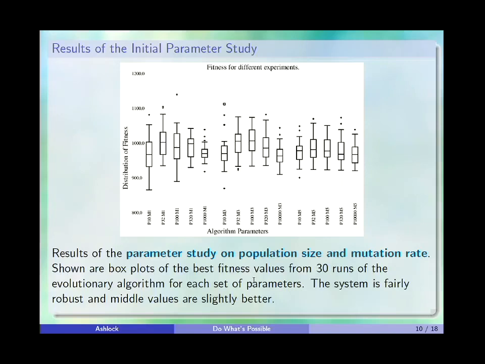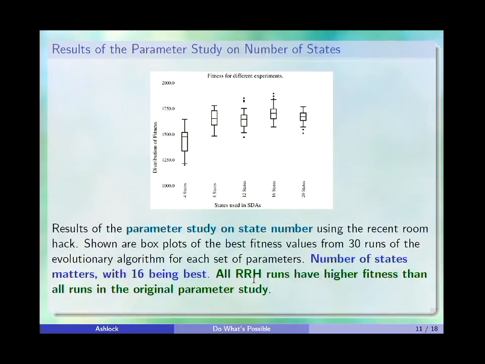And the way you put a top spin on that is, the representation is robust to the choice of parameters. I mean, there's some advantage, but none of it is statistically significant. And so now it doesn't really matter which population size or mutation rate I choose. And then we did the state study, and it turns out that having too few states is bad, and the intermediate ones look slightly better, but again, the only one that's significantly worse is when the machine only had 4 states.